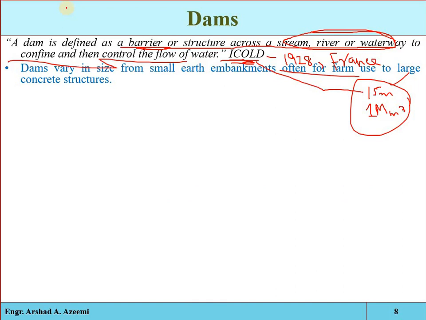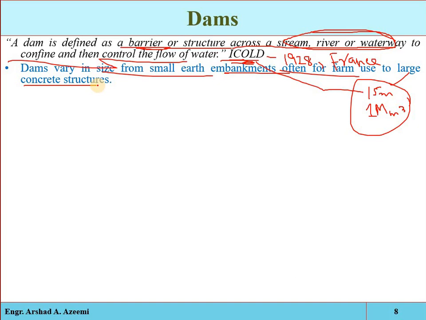So dams vary in size from small earth embankments for farm use to large concrete structures. The dam will either be constructed from local material, and its storage capacity will be less, or it will be constructed from concrete, and its storage capacity will be high. So based on the size of the storage, there are different types of dams, also based on the uses, the construction material, and the hydraulic design. So we have different types of dam structures.